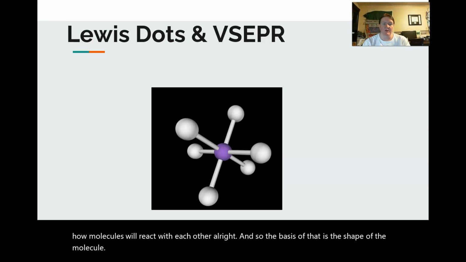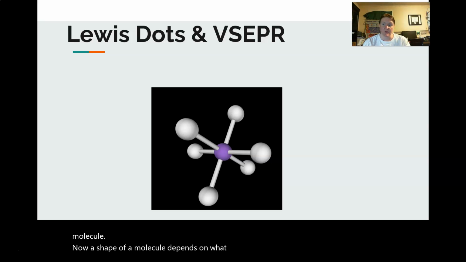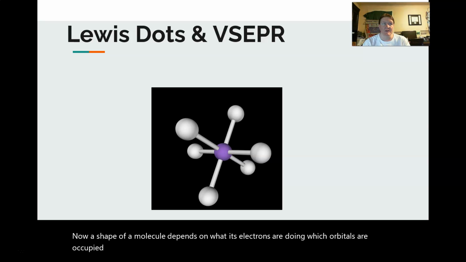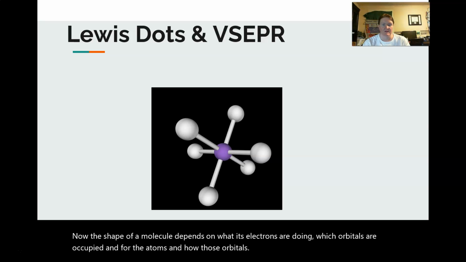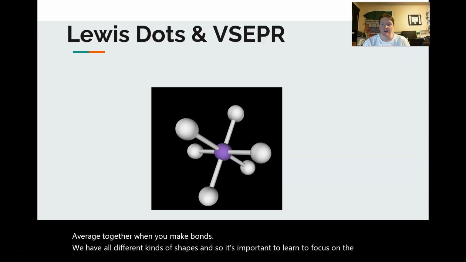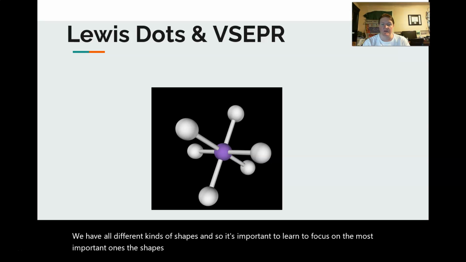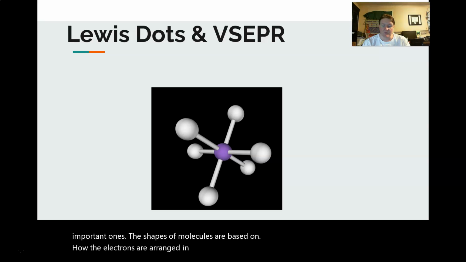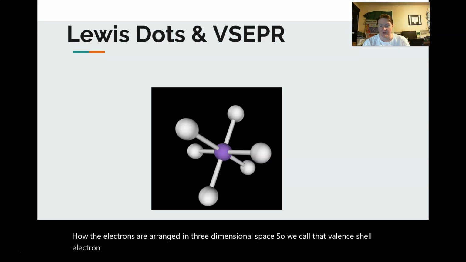Now, the shape of a molecule depends on what its electrons are doing, which orbitals are occupied for the atoms, and how those orbitals average together when you make bonds. We have all different kinds of shapes, and so it's important to learn to focus on the most important ones. The shapes of molecules are based on how the electrons are arranged in three-dimensional space. So we call that valence shell electron pair repulsion theory. So VSEPR, we call it VSEPR for short.